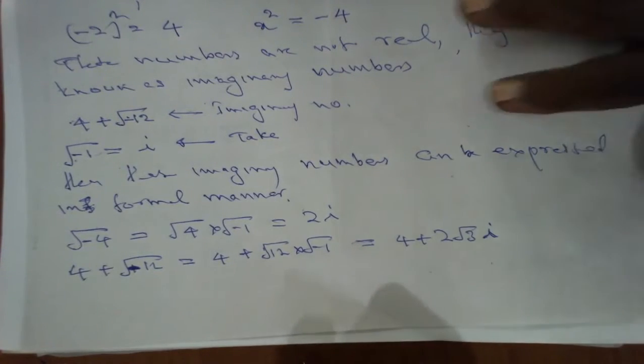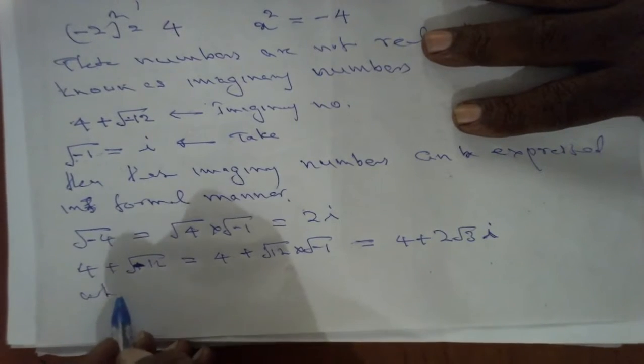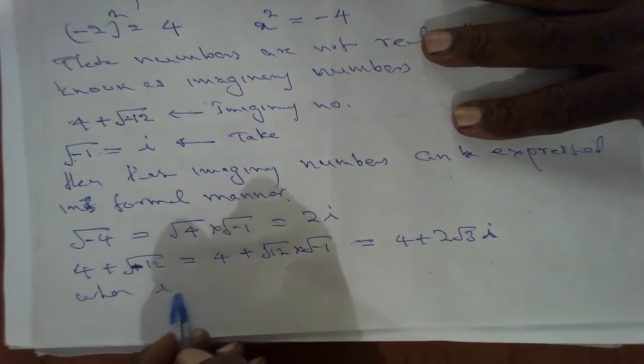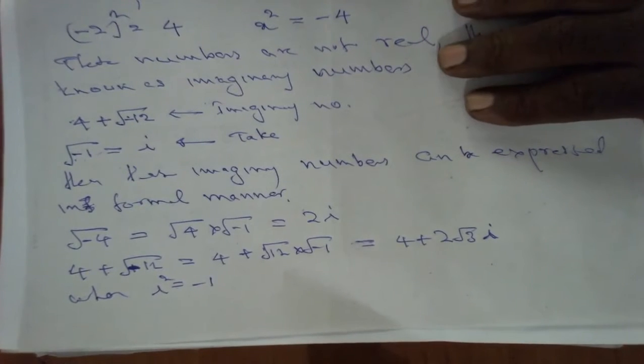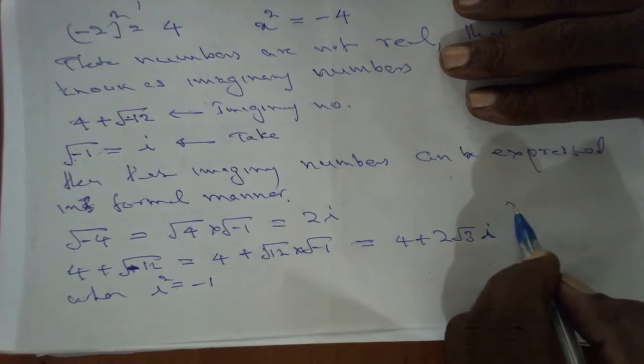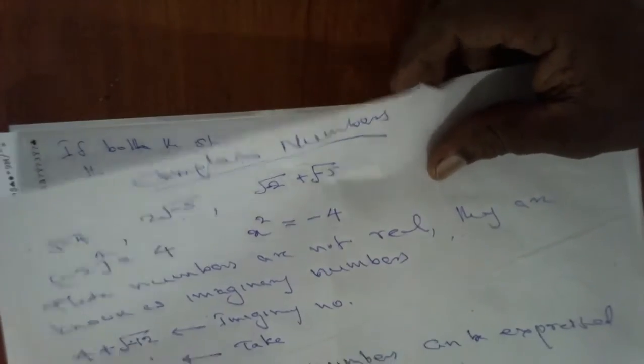In other words, i squared equals minus 1. Right? These numbers are known as complex numbers. But a complex number also you can express in a formal way.